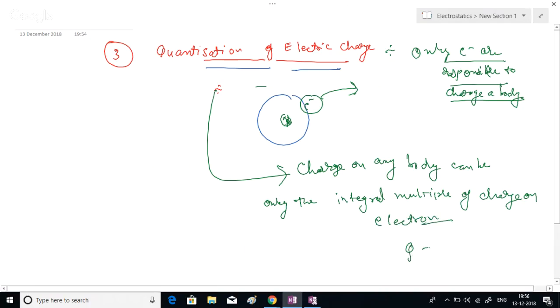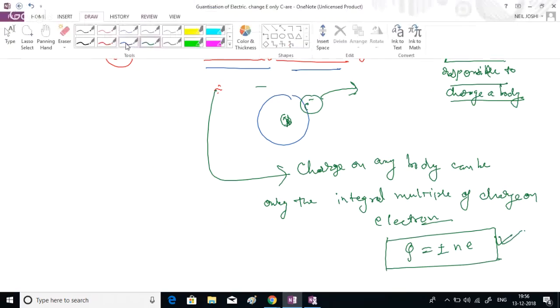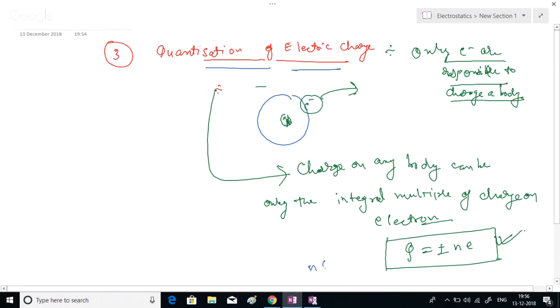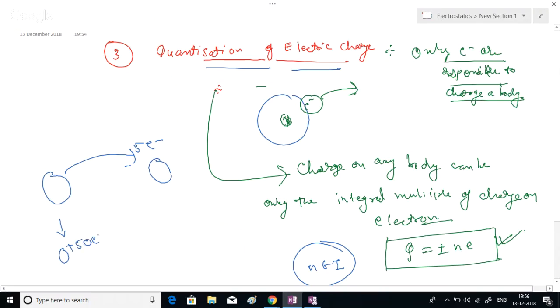That is, Q must be equal to plus or minus n e, where n belongs to integers. Is that clear to you? The charge on the body must be some integral multiple of the charge on the electron. Suppose if you take out 50 electrons from this body to this body, this one has a deficiency of electrons, so it will acquire plus 50 e charge, and this body will acquire minus 50 e charge.